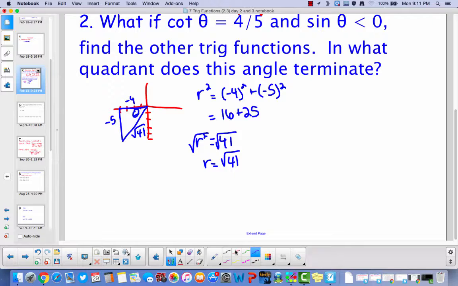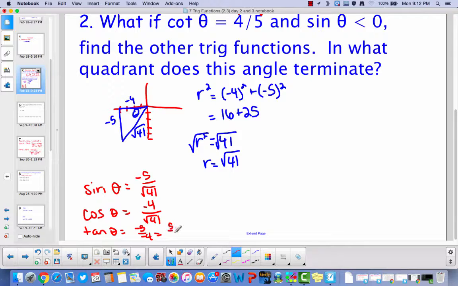So what are the 6 trig functions? Well, sine of theta is y over r, so negative 5 over the square root of 41. Cosine of theta is x over r, so negative 4 over the square root of 41. Tangent of theta is y over x. It's also the reciprocal of cotangent. So if cotangent is 4 over 5, tangent has to be negative 5 over negative 4, which is 5/4, which is the reciprocal of that.